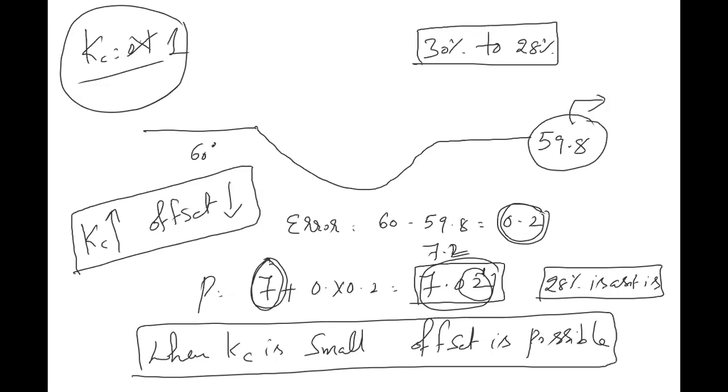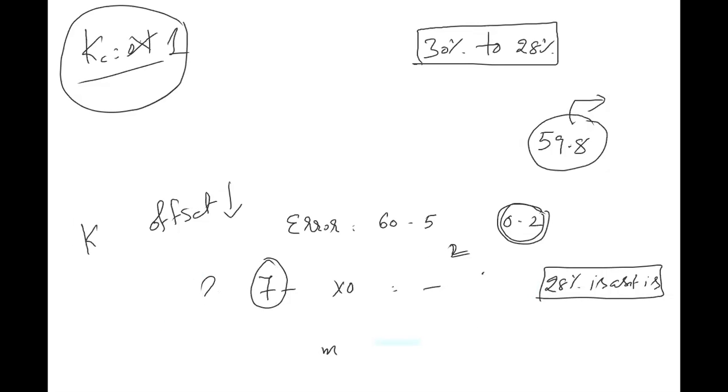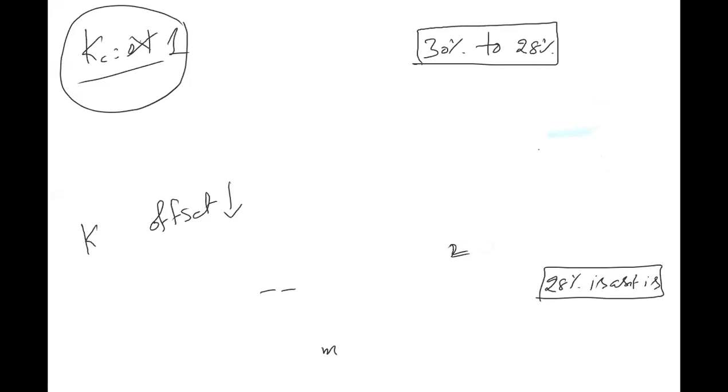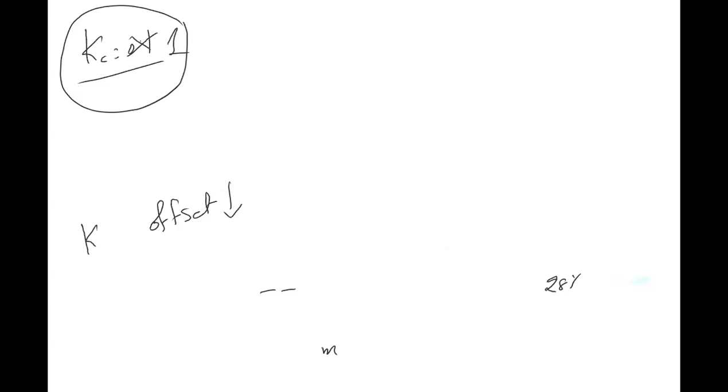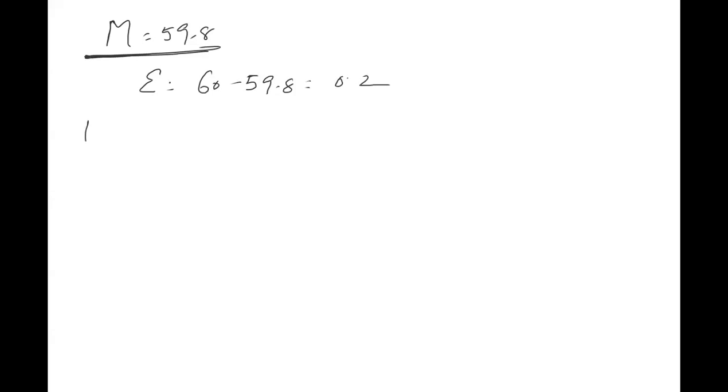Did you get it? So basically what I was trying to say, maybe I'll just explain one more time. Suppose let's say the measurement is 59.8. That means the system is at 59.8. Then what is my error? 60 minus 59.8. So this is 0.2. Suppose Kc equal to 0.1, then what is the pressure signal? 7 plus 0.1 into 0.2, 7.02.